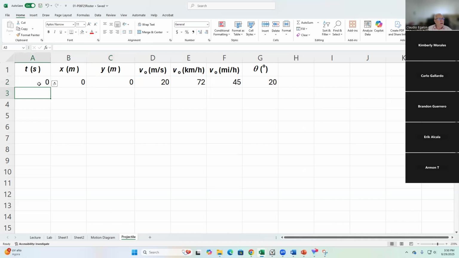But now I have to put other instants of time. Let's say every half a second. Let's do every tenth of a second. Every tenth of a second, right?